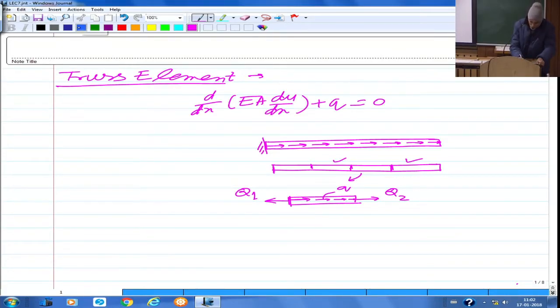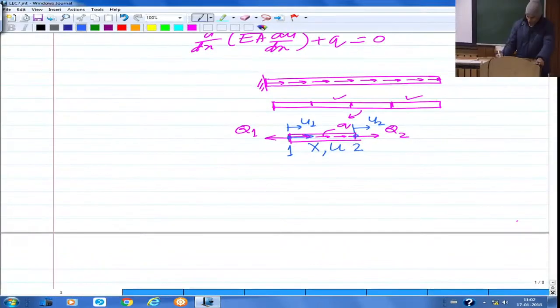Then we had also said that there is a local coordinate capital X I have used, and the displacement is also positive in this direction, which is u. The value of displacement at this point we said as u1, that is the left end of the element, and this is u2. So we also said that for the element, this is local node number 1, and this is local node number 2.